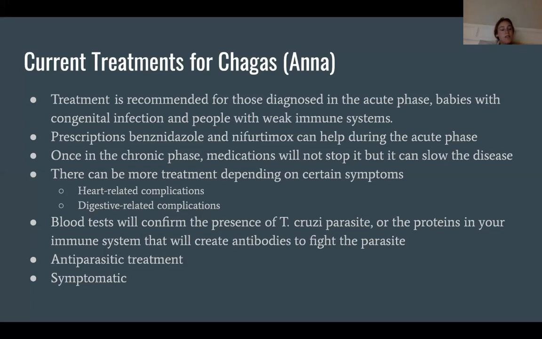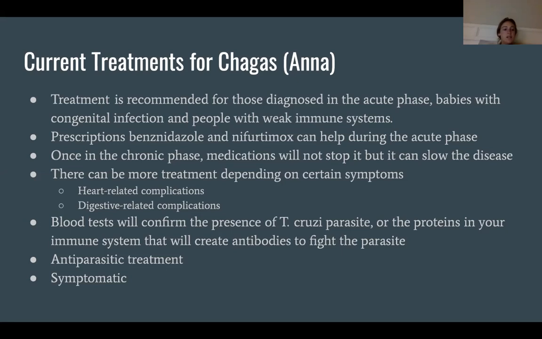And so once in the chronic phase, because there's two phases, there's chronic and there's acute. So once in the chronic phase, medications will not stop it, but it can help slow the disease. And then there can be more treatment depending on certain symptoms. So if you have heart-related complications, treatment includes medications, a pacemaker, or other devices that can regulate your heart rhythm, surgery, or a heart transplant even. And then if you have symptoms that are more digestive related, you can have treatment that includes a diet modification, medications, corticosteroids, or even surgery.